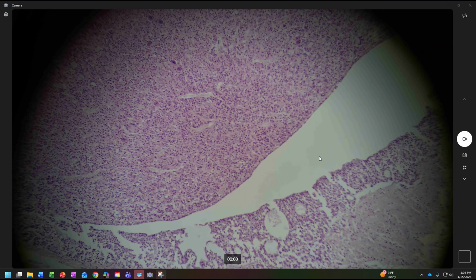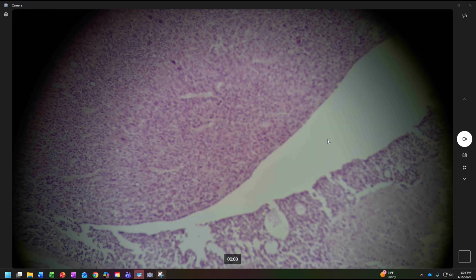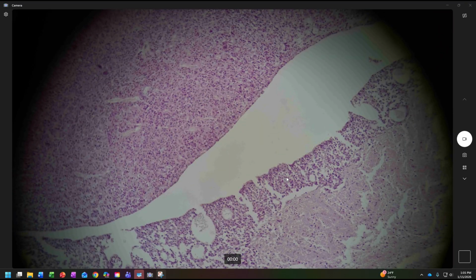Get it centered. There's our little dividing line between the two. And again, there's that, what I think is an epithelial layer. Again, I don't know for sure, but let's compare, right? So here we're getting a little closer.